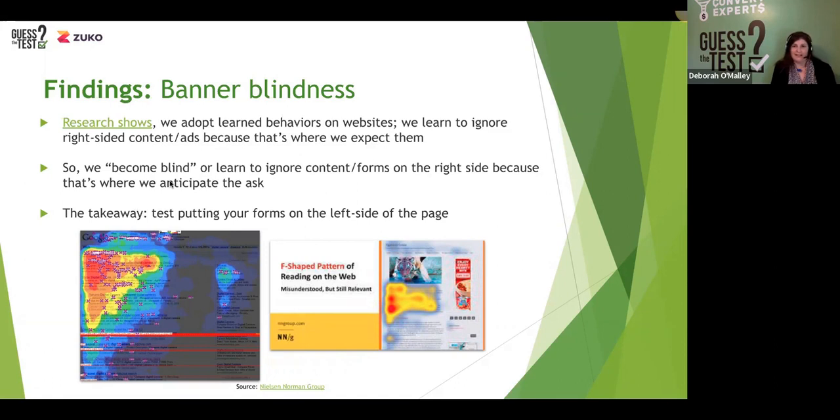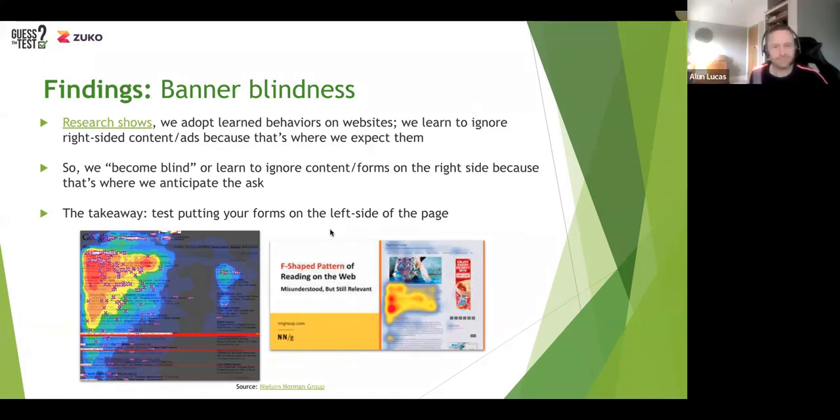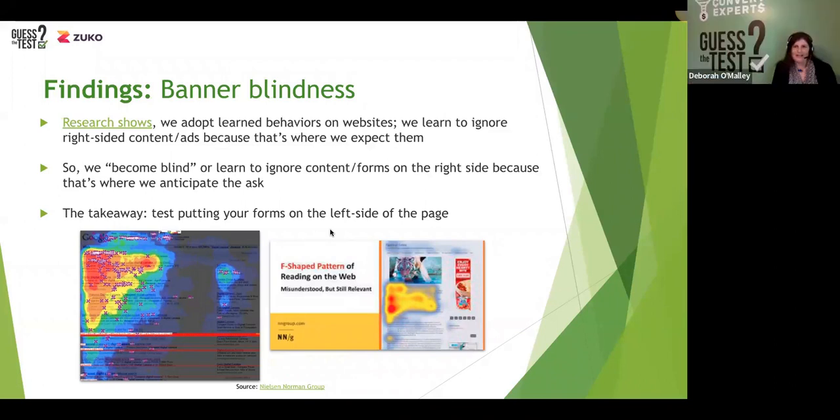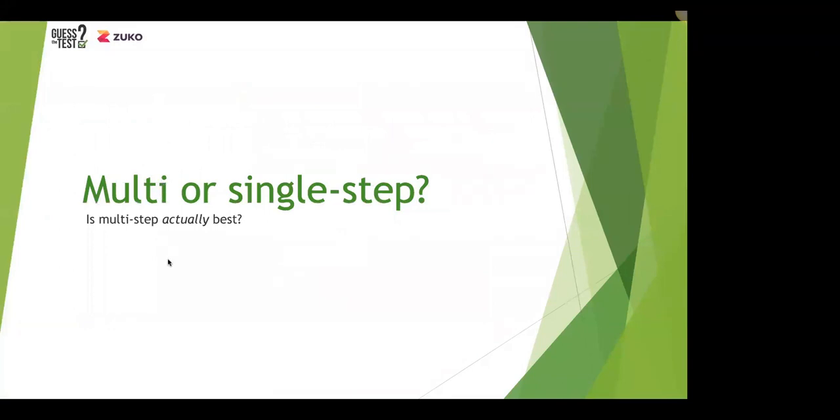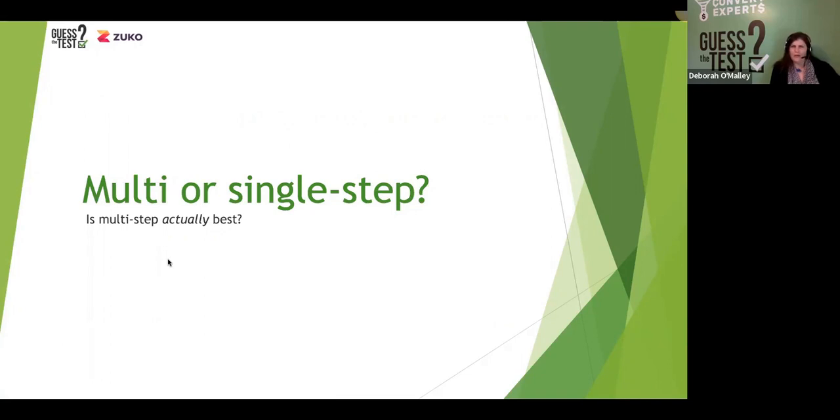But certainly segmenting your audience by desktop and mobile is always a good thing to be doing. Okay. All right. So keeping in mind banner blindness and the F-shaped pattern, we're going to go to a question that I think a lot of people have on their mind, which is, well, what kind of form should I be using? Should I use a multi-step or a single-step form? And is multi-step actually better? So let's look at that.